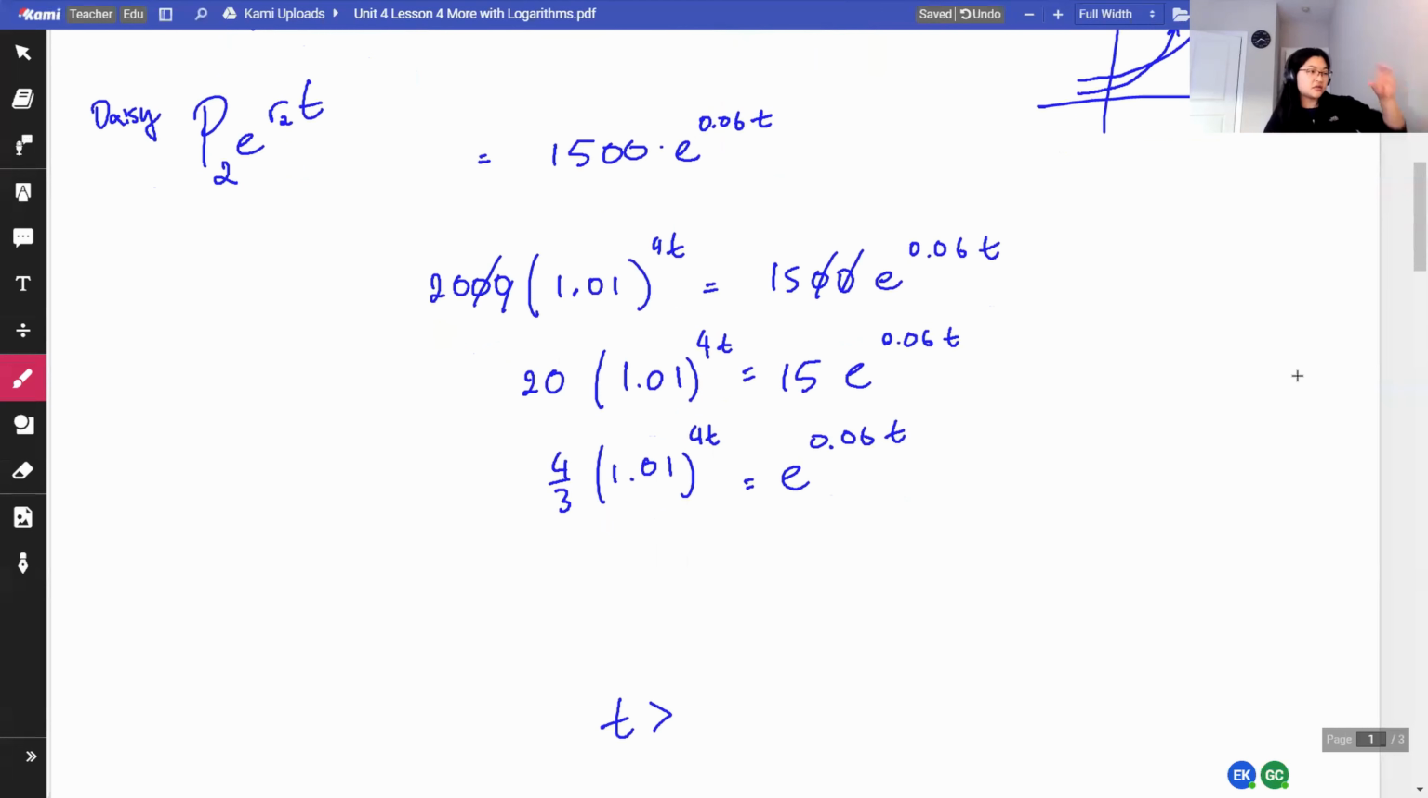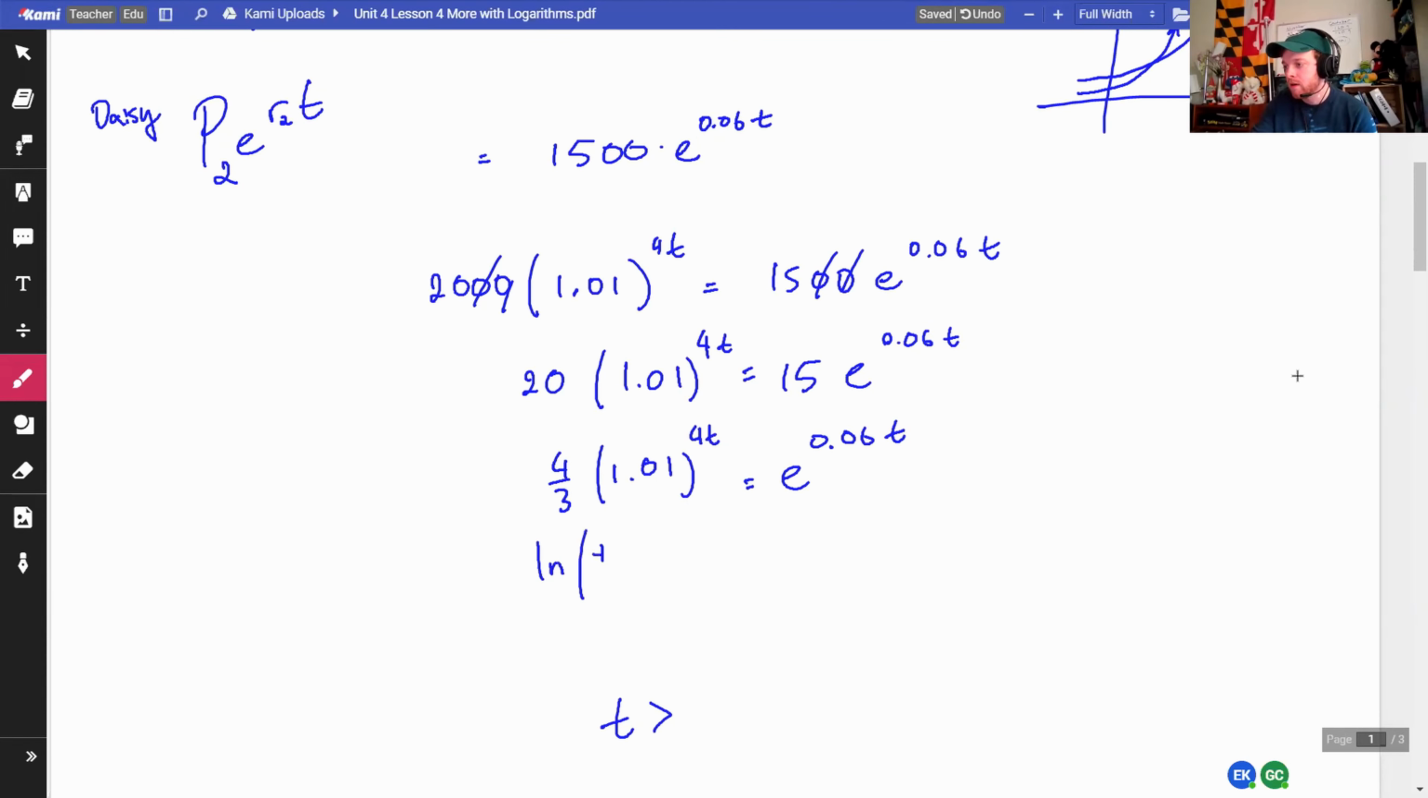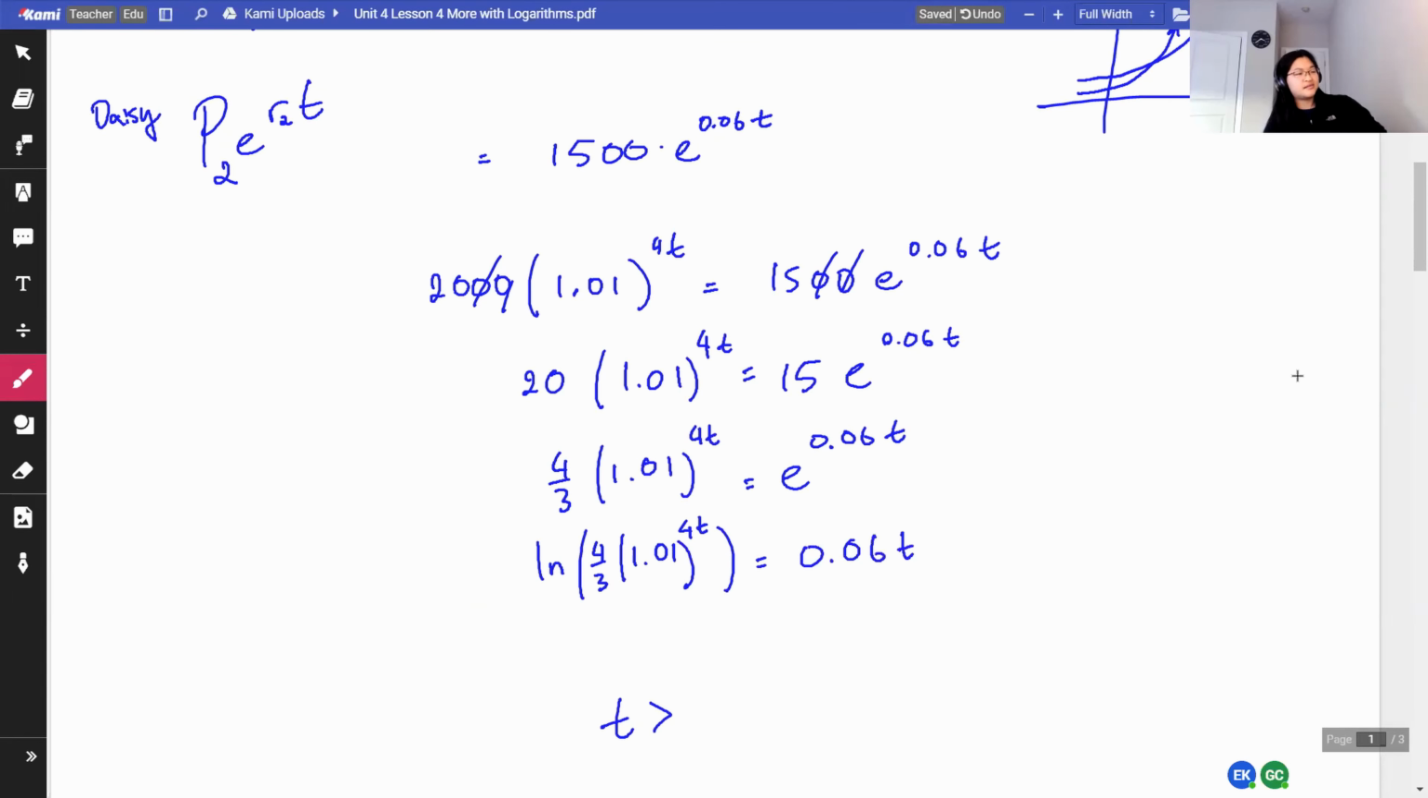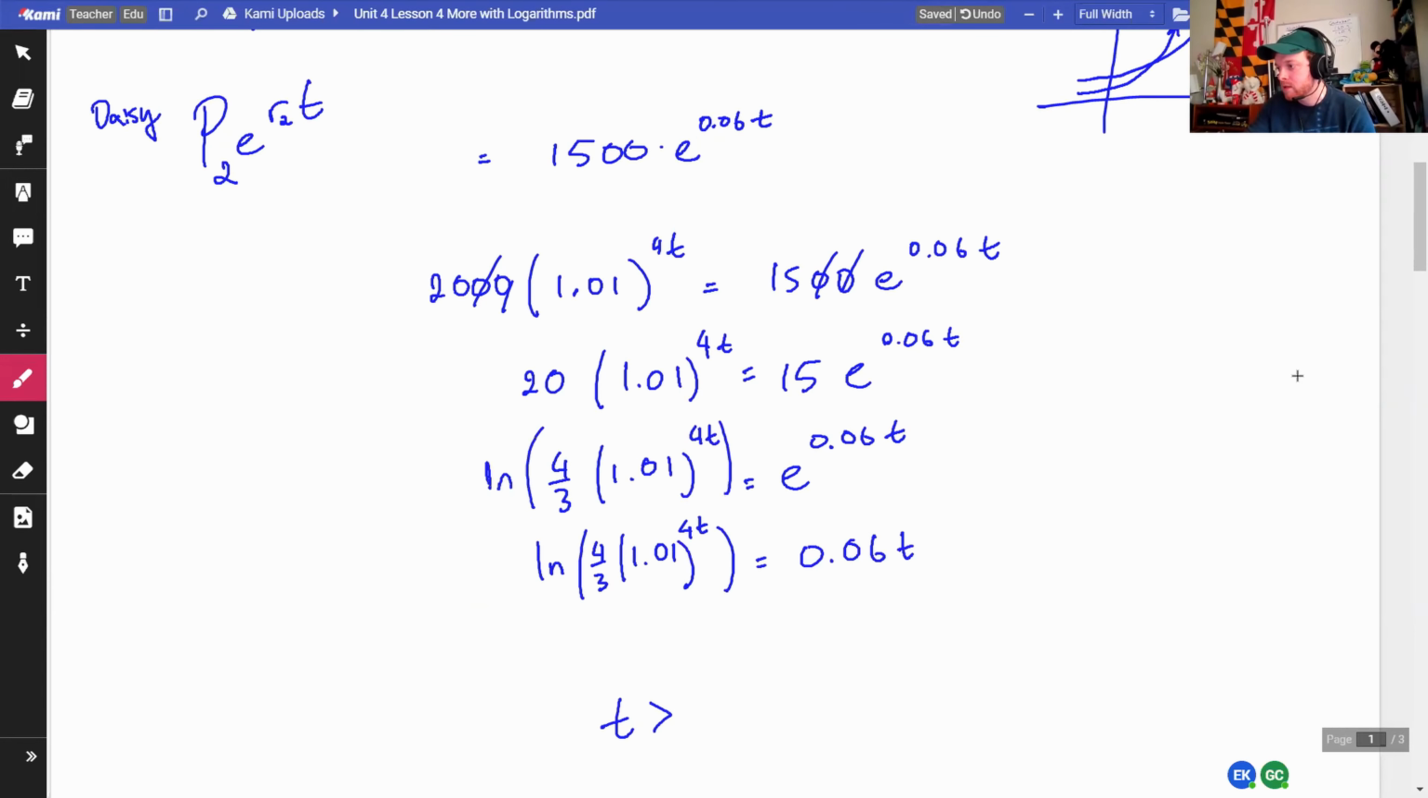Natural log both sides. I'm running out of room. Oh, no. Natural log both sides. ln 4/3 times 1.01 to the 4t is equal to just 0.06 t. Yeah, t. All right, so we like natural log both sides. Let me write that. ln of this, ln of this. I feel like we're getting more complicated.